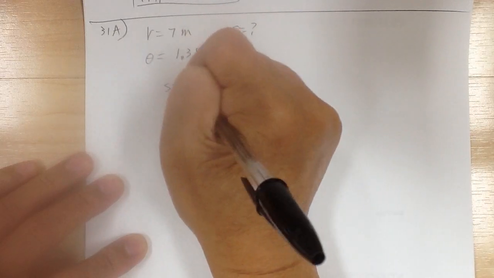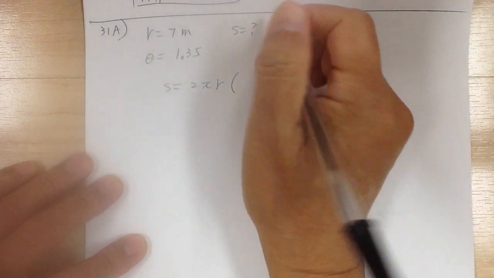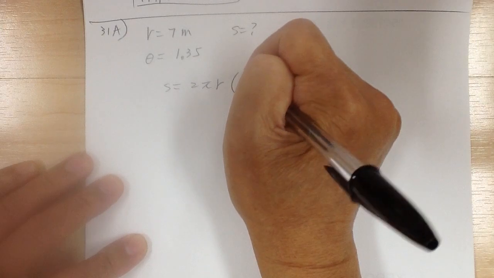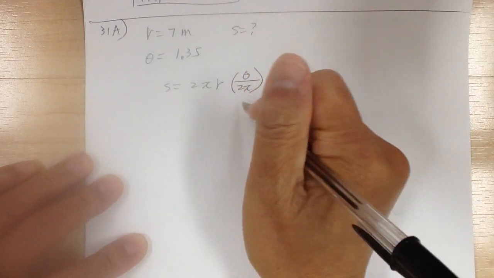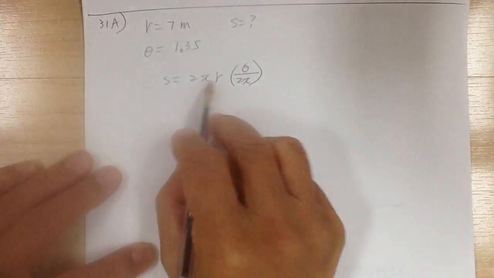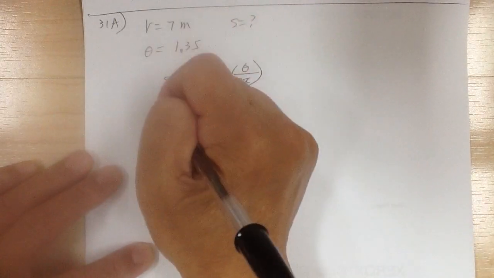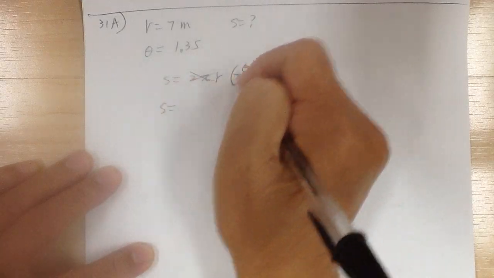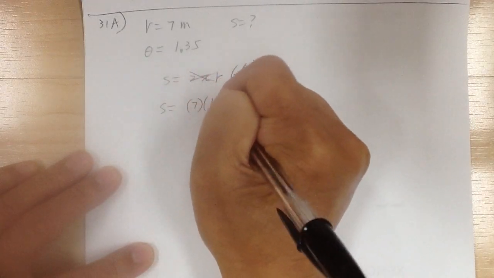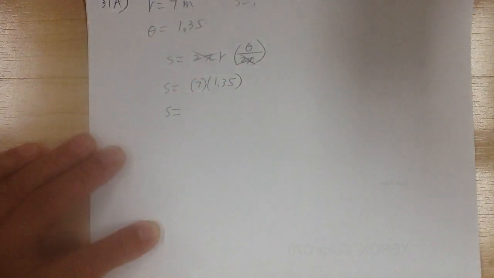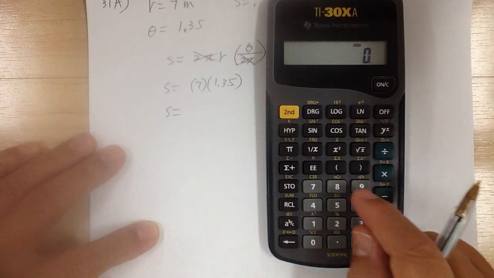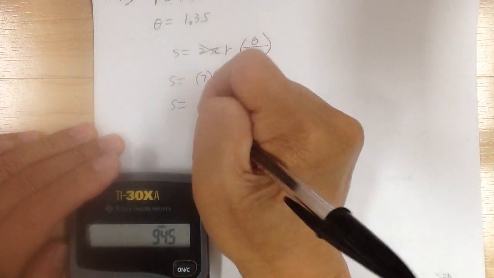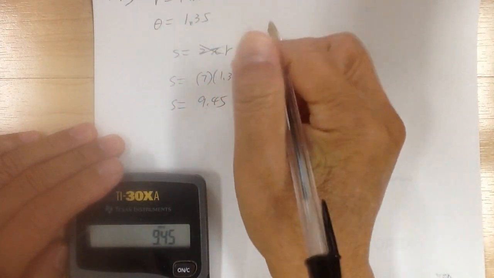s equal to 2 pi r times, I'm going to find the radian first, so theta over 2 pi. The reason I'm using radian first is because there's a 2 pi in it, so it's easier to get. Then you substitute. So s equal to, this is going to cancel out, so r times theta, so 7 times 1.35. So s will equal 9.45 meters.